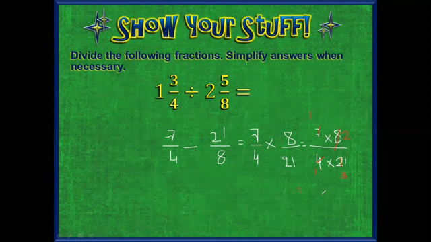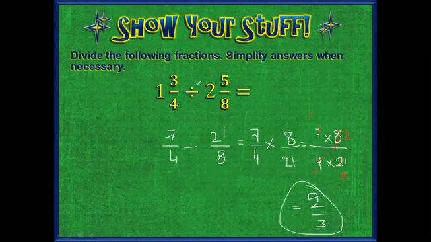1 times 2 is 2. 1 times 3 is 3. And this is the final answer.